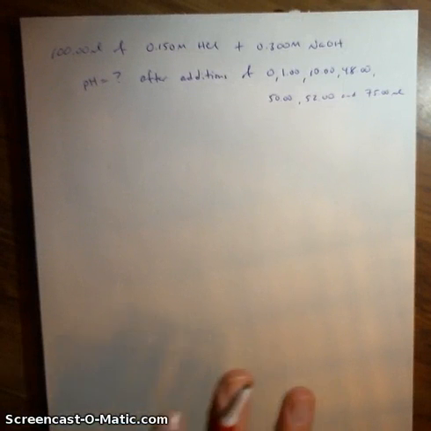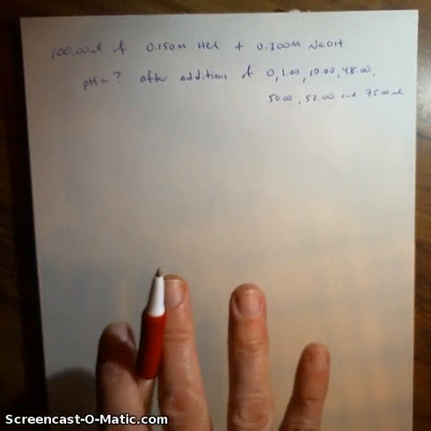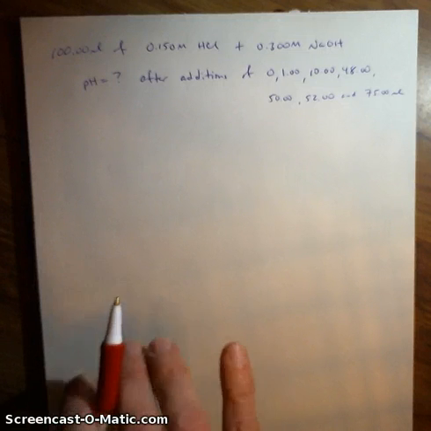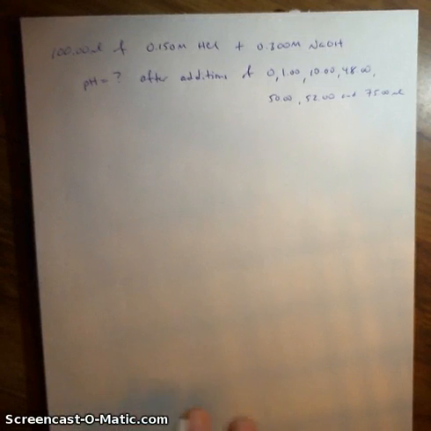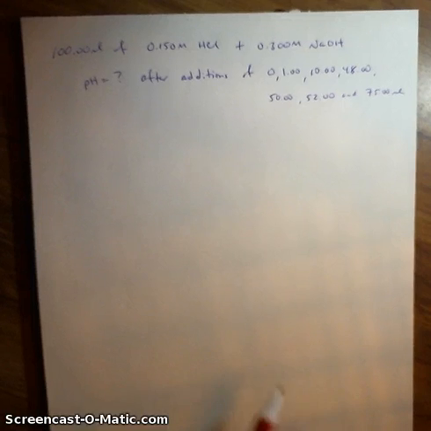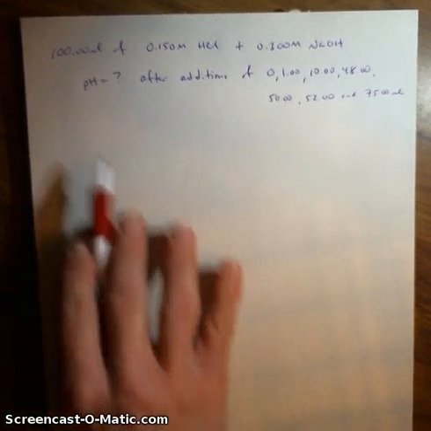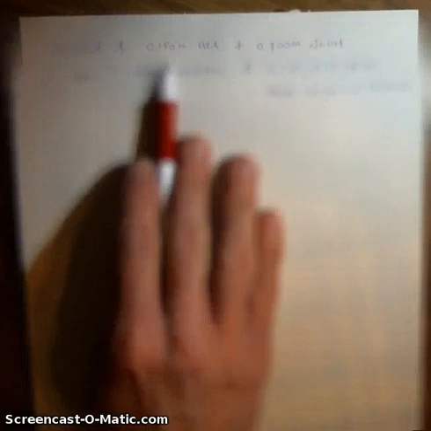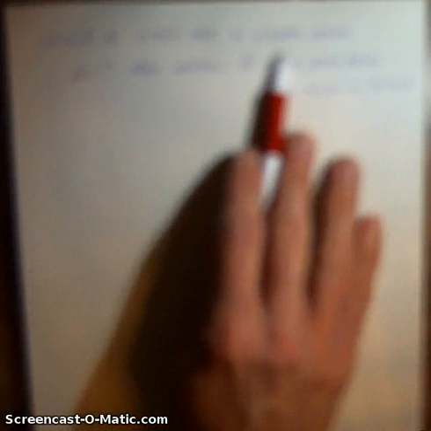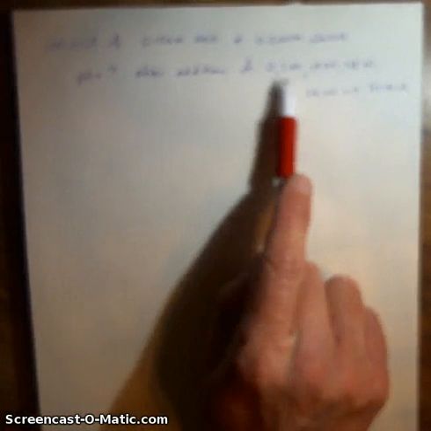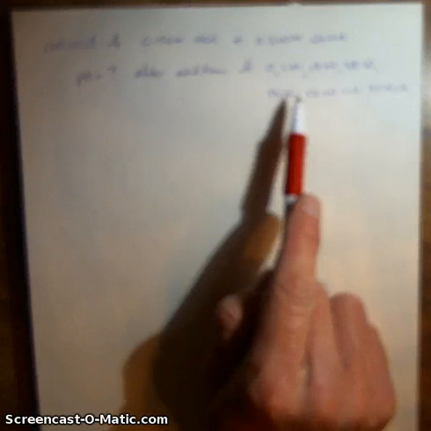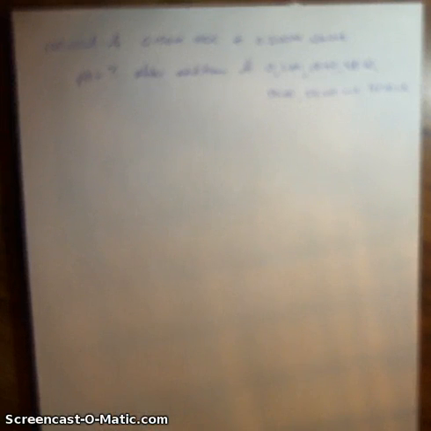So in this video, we're going to set up the table we're going to use to work through a titration problem and go through the first few steps in that process. Specifically, we're going to look at a strong acid and a strong base in this example. So I'm working with 100 milliliters of 0.15 molar HCl and 0.3 molar sodium hydroxide. And the question is, what is the pH after additions of 0, 1, 10, 48, 50, 52, and 75 milliliters of the base have been added?